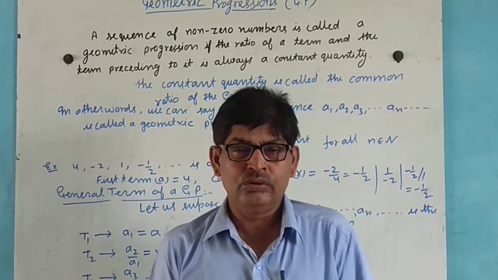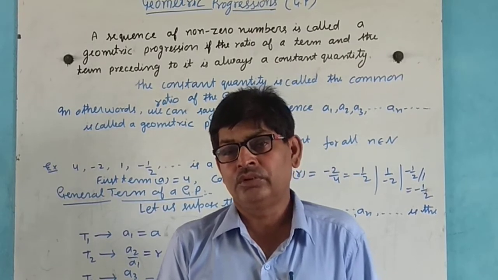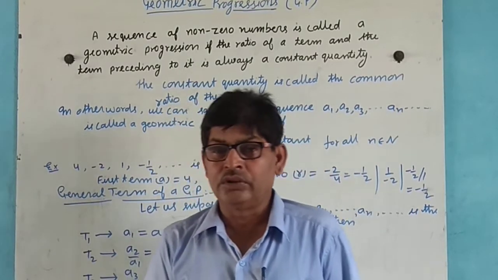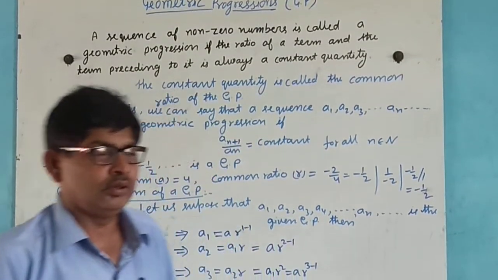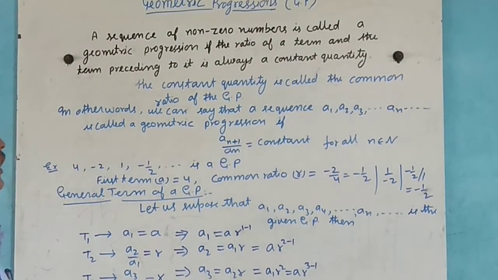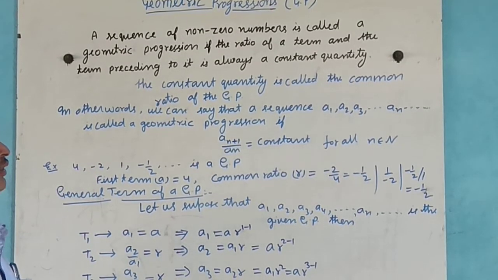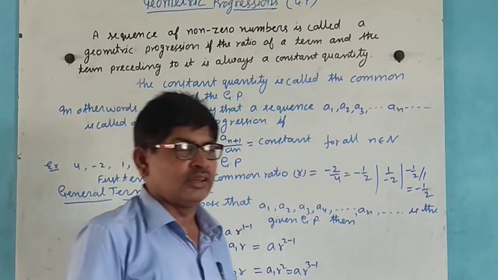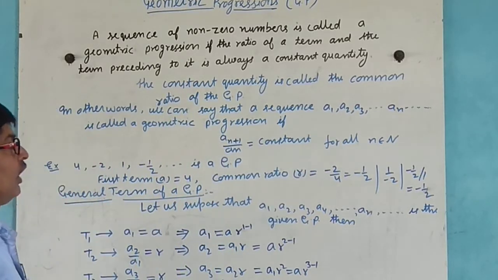Today we are going to study about the geometric progression. A sequence of non-zero numbers is called a geometric progression if the ratio of any term and the term preceding it is always a constant quantity. This constant quantity is called the common ratio of the GP.